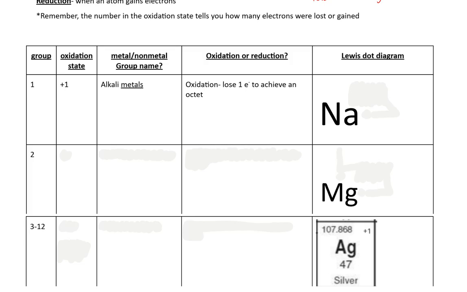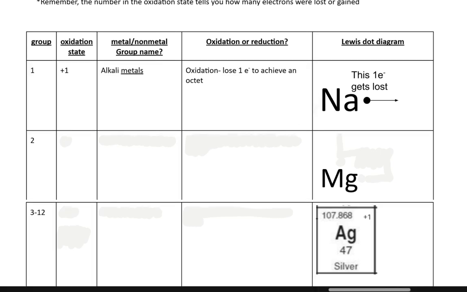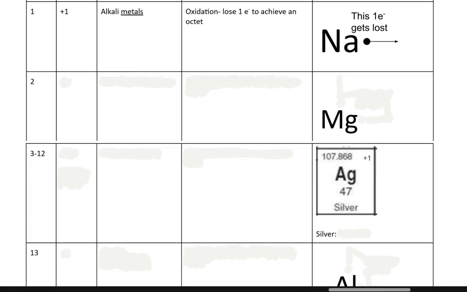So here is Na, that's in group 1. If I put a dot, that shows me that 1 valence electron that it has. But oxidation means that that electron is going to go away. It is going to get lost. So we drew that dot and we're showing it going away. Now it's gone. That's oxidation. It becomes an Na +1 ion, and now it obeys the octet rule and is very, very happy.